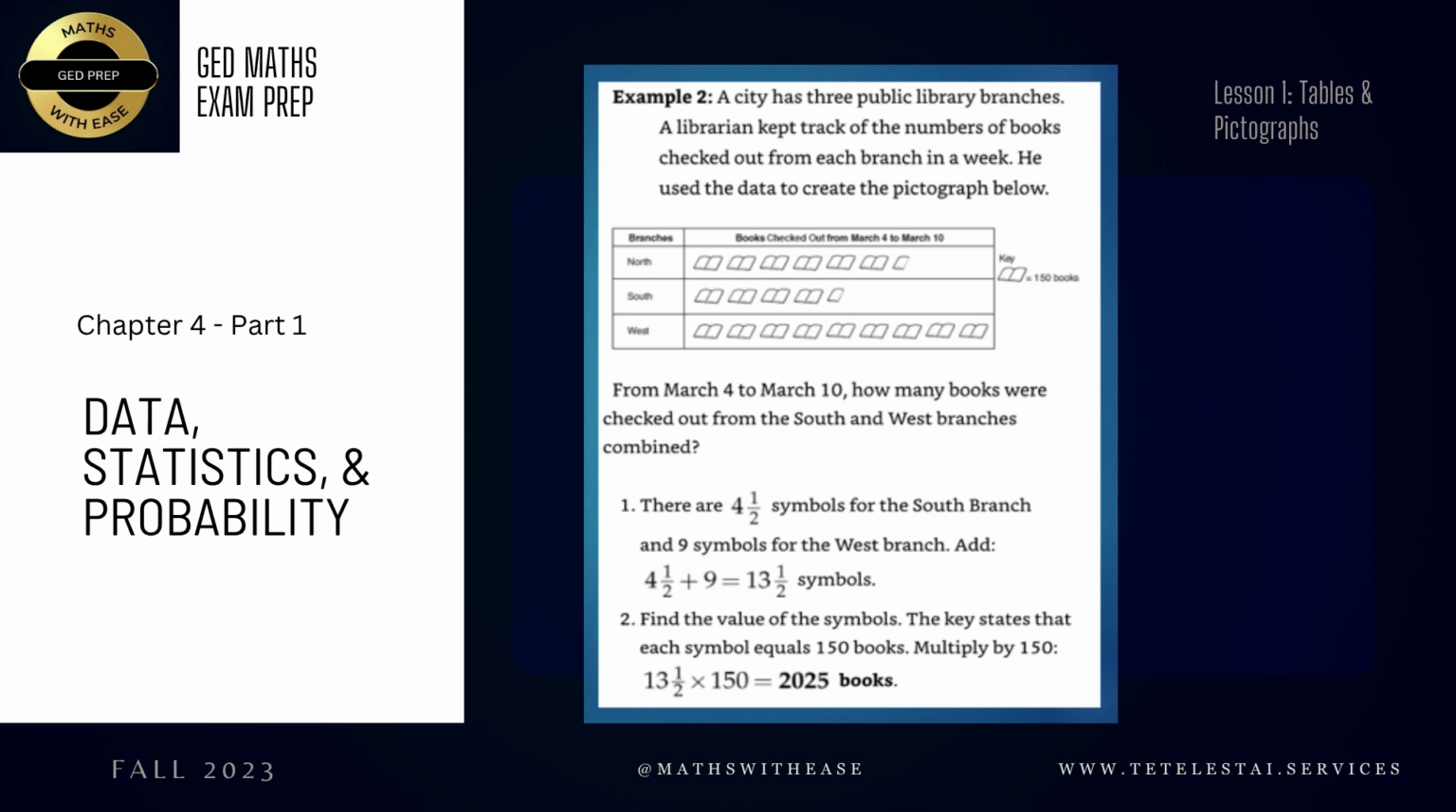From March 4th to March 10, how many books were checked out? We can say that 2,025 books were checked out based on the symbolic representation that we were provided in the table. Okay. Do you guys have any questions before we go on?